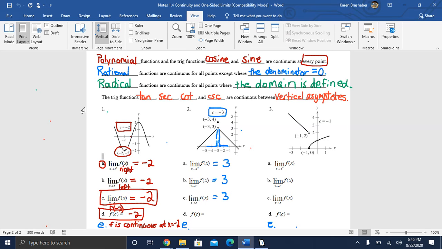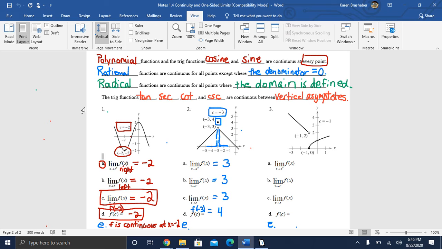Then in part D, we'd like to look at what is f of c? What is f of, in this case, -3? Once again, we need to look at what is happening to our graph at -3. And so now you want to look at the actual defined ordered pair. Well, when x is -3, that ordered pair has a y value of 4. So f of -3 is equal to 4. So our second condition is met. f of -3 is defined.